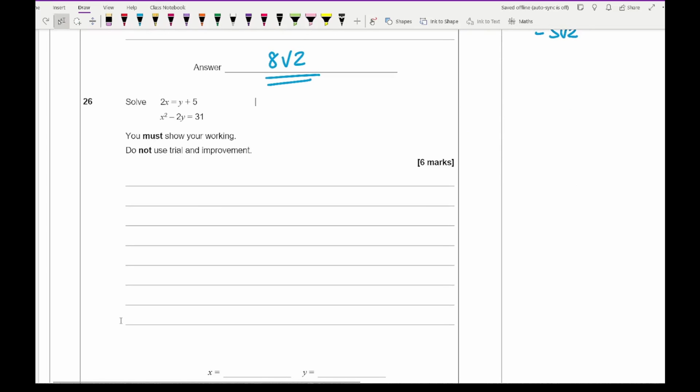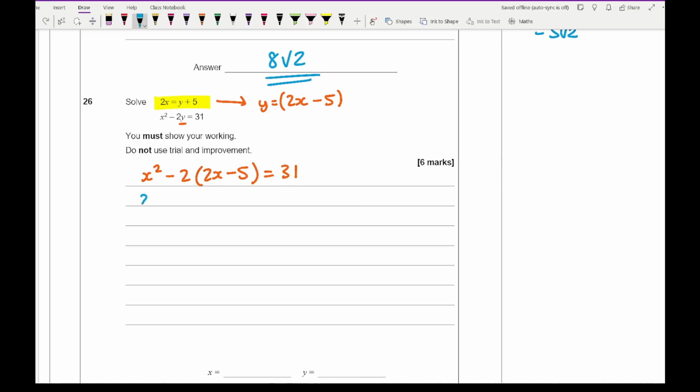So here what we've got is a simultaneous equation. Now typically what you would generally write is, looking at the linear equation, you want to get the one single letter as the subject. So here it's a lot easier for me to make y the subject, so I've got y equals 2x minus 5. Then what I need to do is substitute this into the y that's in the nonlinear equation, so I've got x squared minus 2 lots of 2x minus 5, and that equals 31.